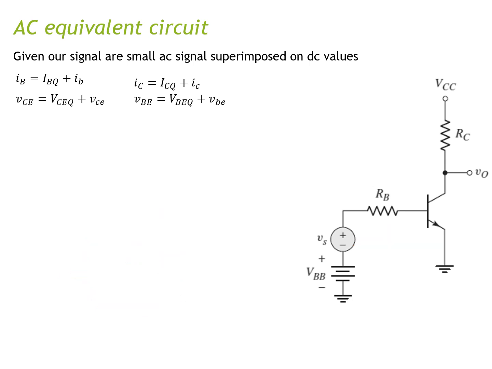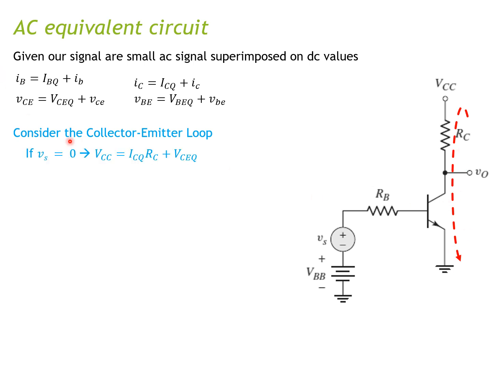Once again, we're going to do the same thing on the collector-emitter loop, this loop right here. We consider two scenarios. First is when Vs equals 0. If Vs equals 0, then we have this equation here. Pretty easy. You basically go through Kirchhoff's voltage law over this loop.